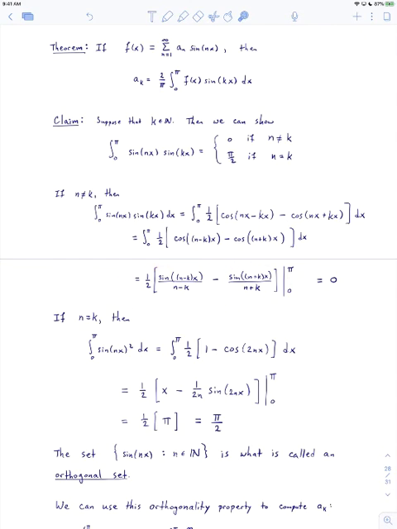And if you evaluate this, when sine is equal to pi, these two go away. When sine is equal to 0, these go away. So you just end up with 0. So it's easy enough to show.